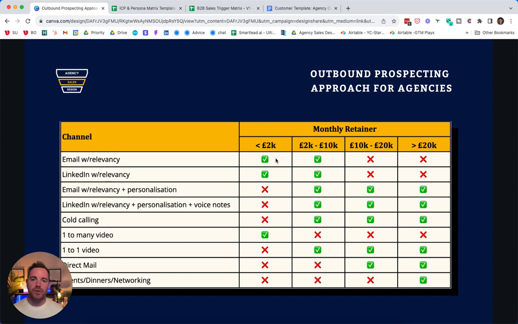You might also want to introduce cold calling when it comes to reaching out to these retainers, because if it's a 10K retainer, we're looking at, if it's a 12-month engagement, that's over 120K. So you have the budget within your cost per acquisition to then have people on the phone cold calling and having conversations with these prospects.